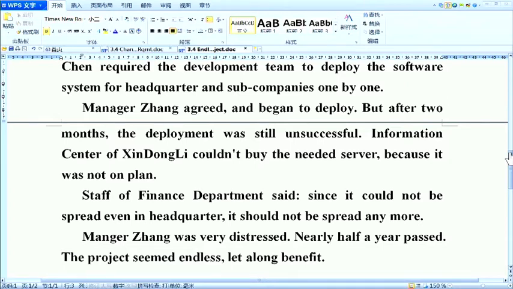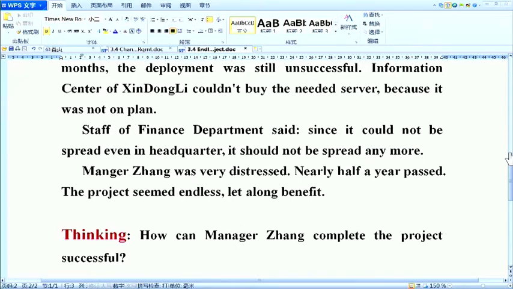Information Center of Xindongli couldn't buy the needed server because it was not on plan. Staff of the finance department said, since it could not be spread even in the headquarters, it should not be spread anymore.